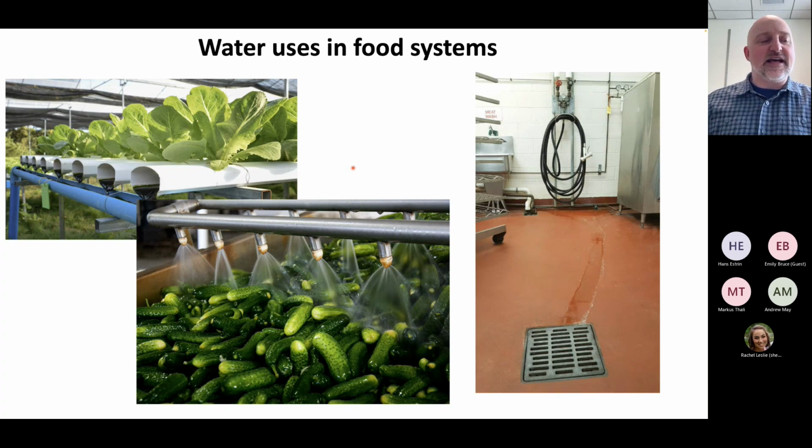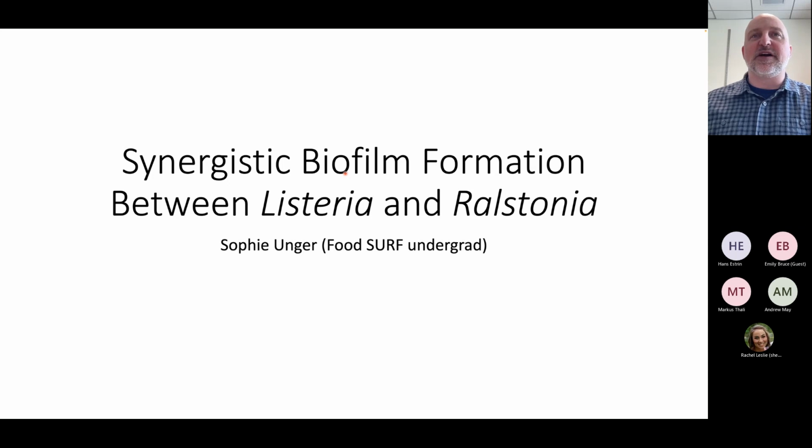And I really got linked to the food side of this in collaboration with Andrea Etter. And it was really spurred along by Sophie Unger, who was a food surf undergraduate awardee last summer. And she was looking at how Listeria and Ralstonia can form together a much stronger biofilm than either of them can form themselves.